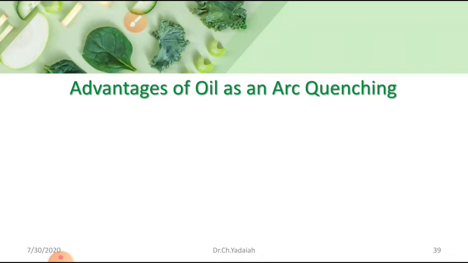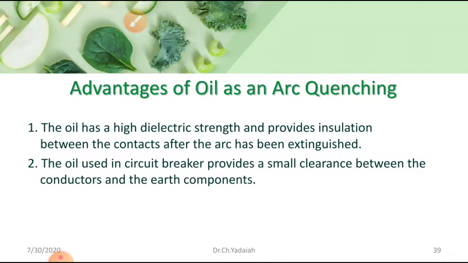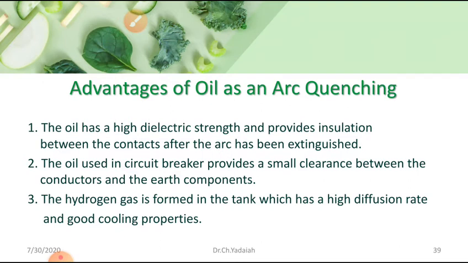Second, the oil used in the oil circuit breaker provides a small clearance between the conductor and earth, and between conductors. Here, face to face, are two conductors with the oil in between. So we have oil acting as a dielectric media, and the conducting metal body is separated by that dielectric media. You can see this one. And the last one is that hydrogen gas is formed in the tank, which has a high diffusion rate and good cooling properties. These are the three advantages of oil circuit breakers.